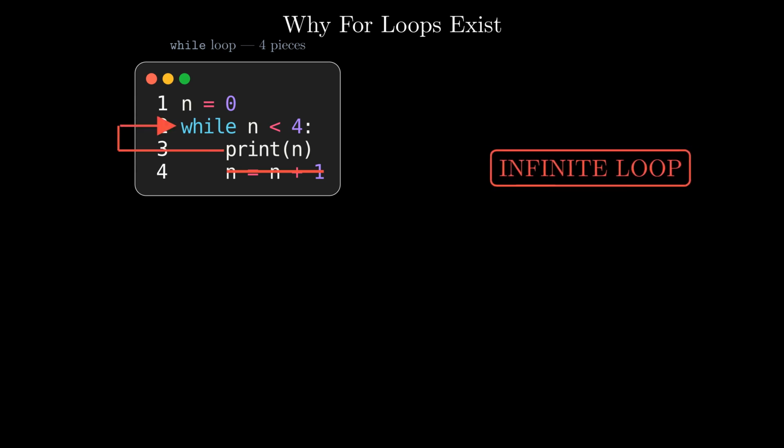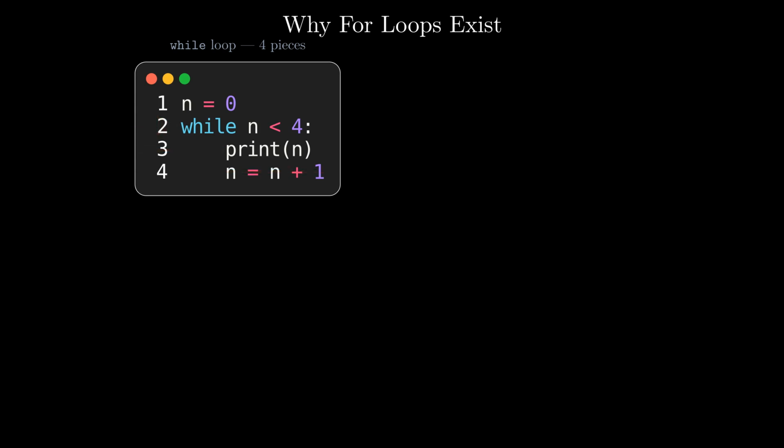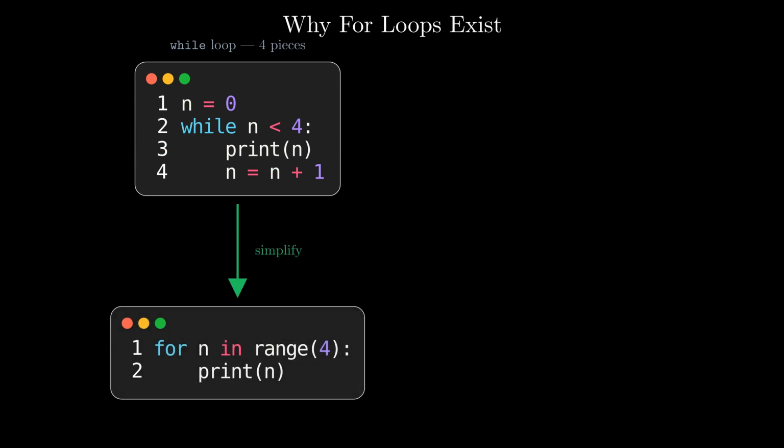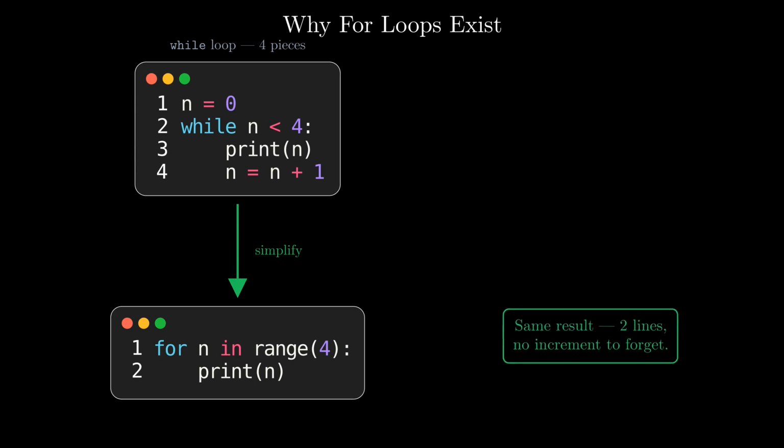Here's the danger. Forget that increment line, and your loop runs forever. That's an infinite loop, one of the most common bugs beginners write. Even experienced programmers make this mistake when code gets complex. The for loop solves this by design. It collapses those 4 lines into just 2 and makes infinite loops from a forgotten increment impossible.